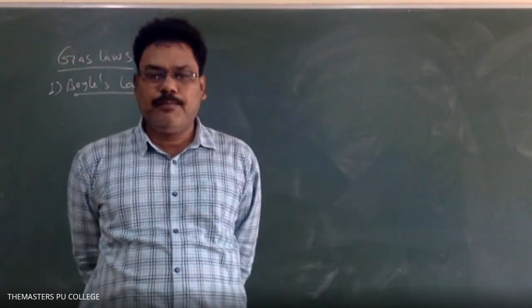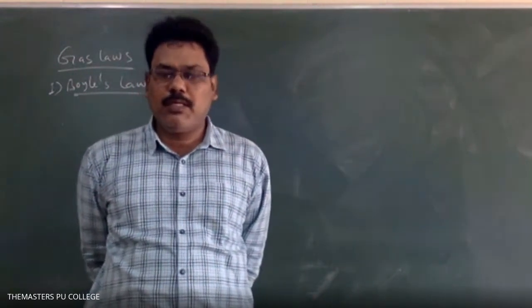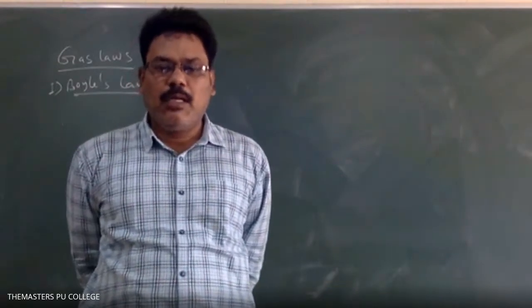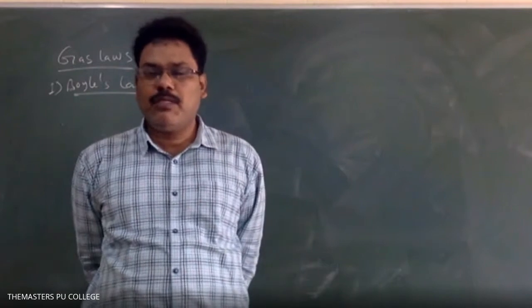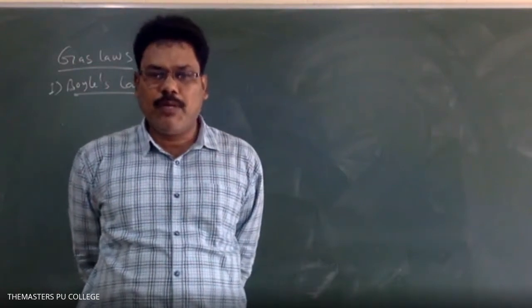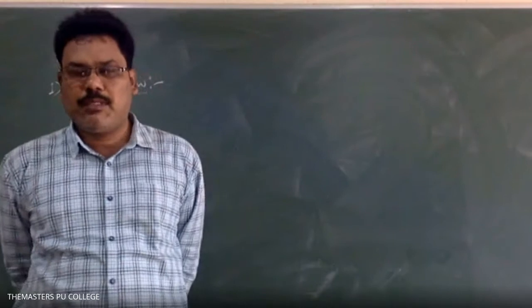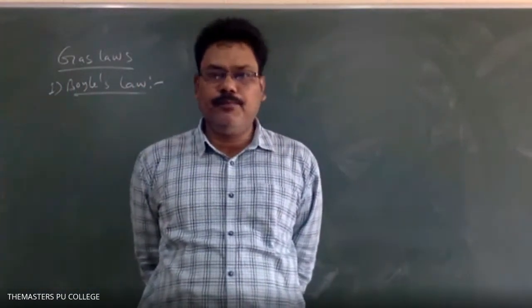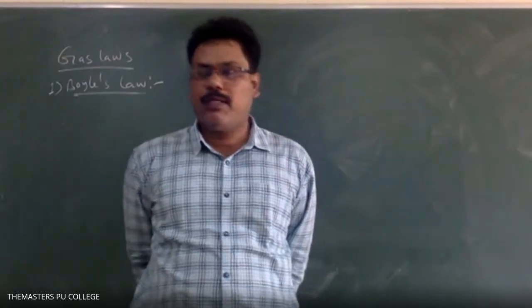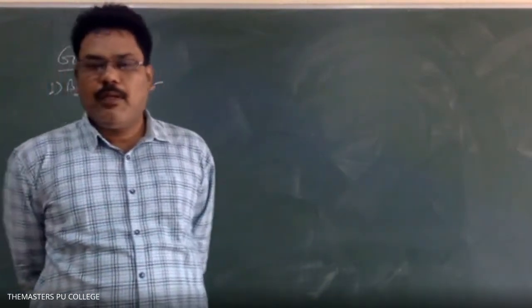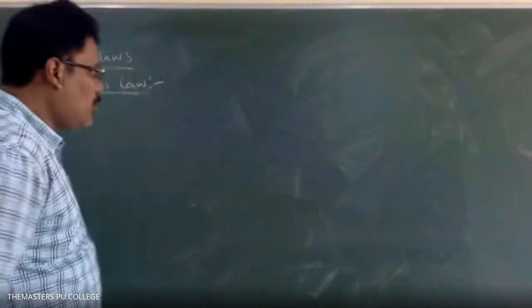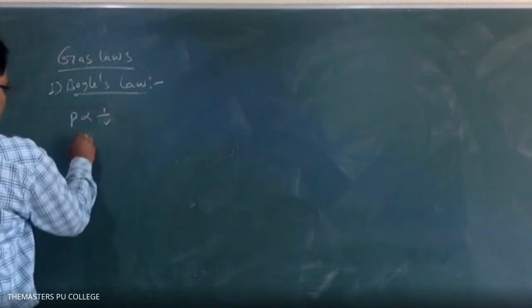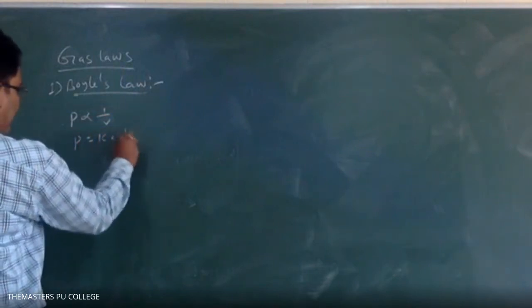So, different graphs we discussed. That is isotherms. Isotherms means the curves obtained from pressure versus volume for a fixed amount of gas at different temperatures. That is called isotherms. Okay. So next, we know that P is proportional to 1 by V as per Boyle's law, like that, P is equal to K into 1 by V.